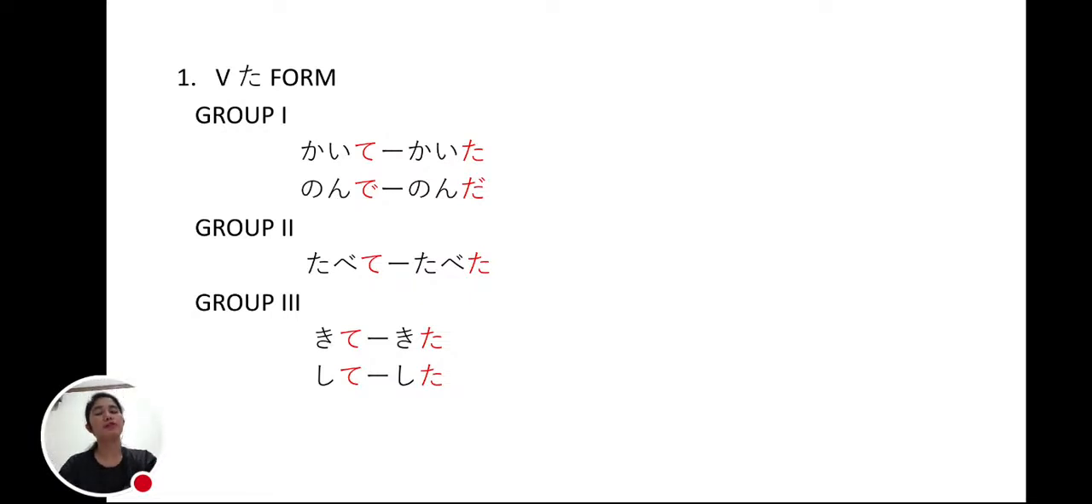This is our first, okay, conjugation. We have ta form. So we studied how to conjugate masu into te form, right? So if we know already the te form, just change the te into ta. Okay, very easy. Just like this, group 1. Kaite, te will become kaita. And then for nonde, it will become nonda. And then notte, notta. Same lang. Just change from E line to A line.